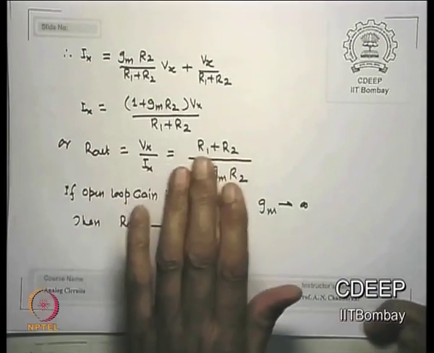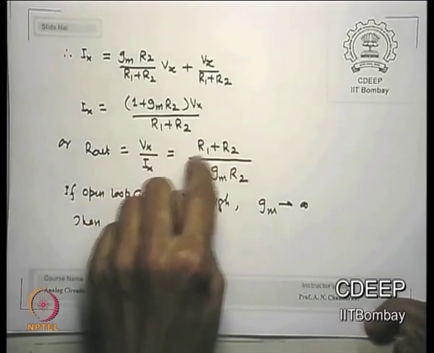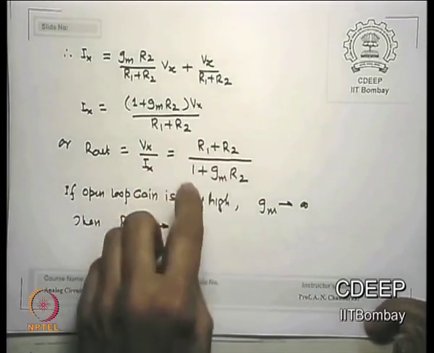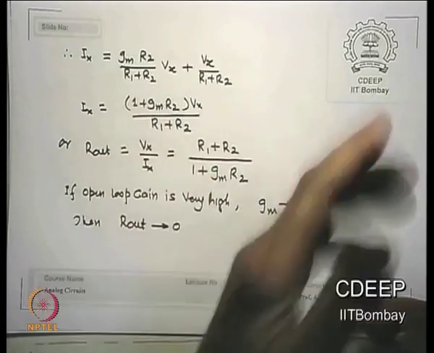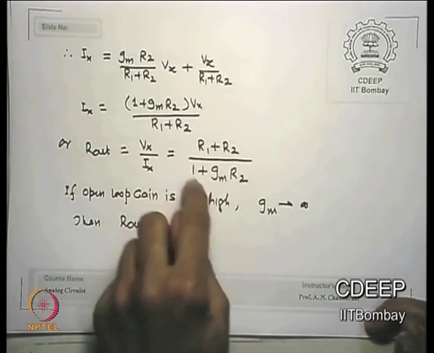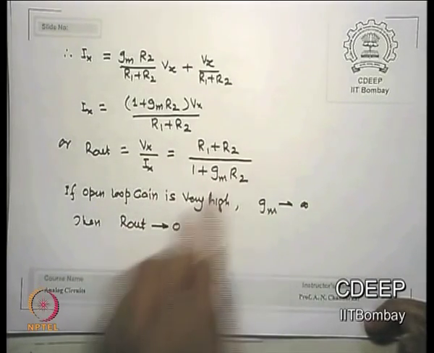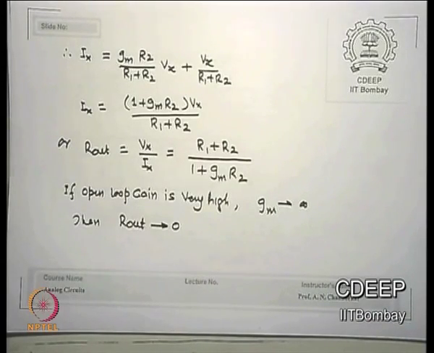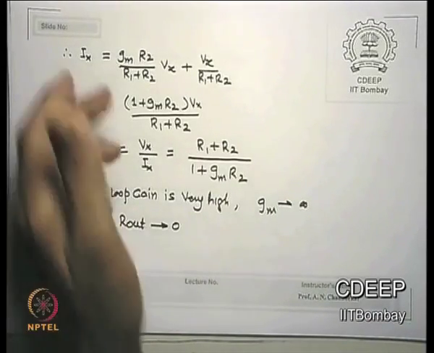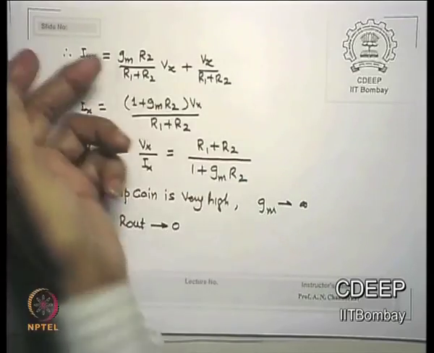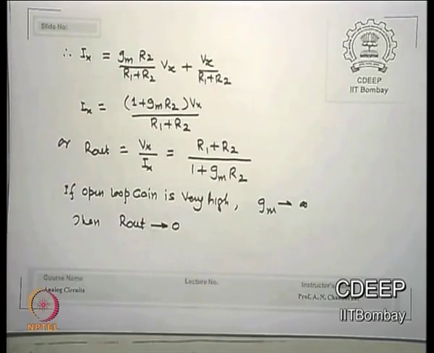So essentially what I am saying, I will come back to correct the values, but just see what value I am saying. R1 plus R2 upon 1 plus GM R2 is the expression I got for R out. Is that correct? From substituting I get the Vx and Ix relationship, so I find that out.